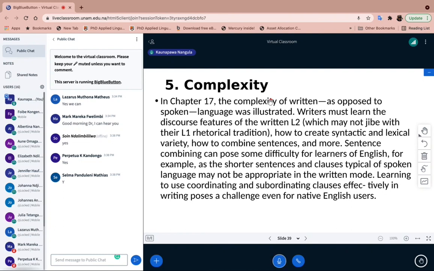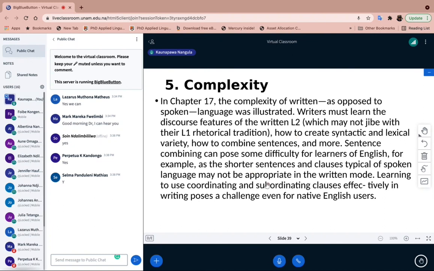you can really simplify things. You can even just say a word and somebody will understand. But when it comes to writing, you have to do so much more than just saying a word to express something. And body language always helps you when you speak, but that is not afforded in writing. So that's why writing is very complex compared to speaking. And then there is how to create syntactic and lexical variety. Those are the differences you notice between speaking and writing, and how to combine sentences and more. In writing, it's more complex than speaking.